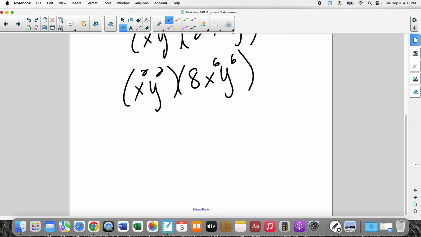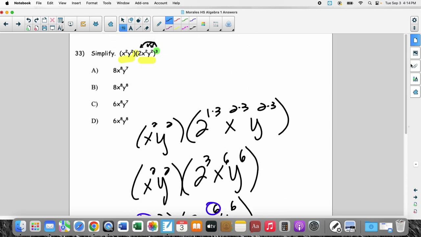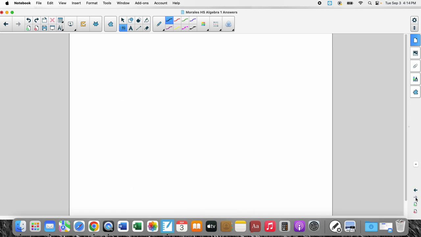Now, when we multiply like bases, we add their exponents. So we're multiplying these like bases, so we will add the exponents. So we get the 8, we get x to the 2nd plus 6, and we get y to the 2nd plus 6. So my answer is 8 x to the 8th, y to the 8th, which is B. And that's it.